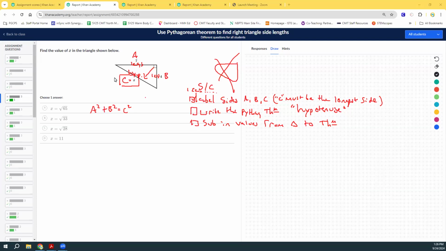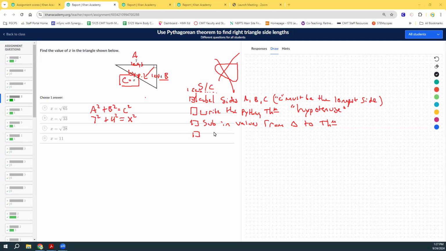Okay, so A is 7. So I'm going to put 7 squared here. B is 4. I'm going to put 4 squared. And C is X. I'm going to put X squared.